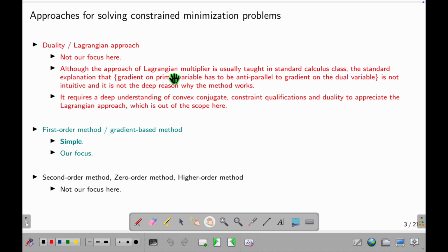I'm not saying this is mathematically wrong. This is mathematically correct and actually mathematically very exciting. But to really understand why Lagrangian is good, you need to understand something called Fenchel conjugate. Usually when people talk about Lagrangian multiplier, they don't talk about conjugate, and people lose the deep meaning of why Lagrangian is good. So this approach should come when you talk about conjugate. This is my opinion.